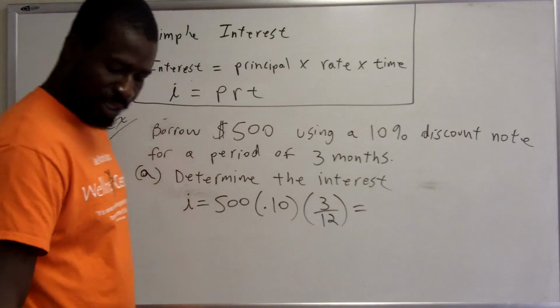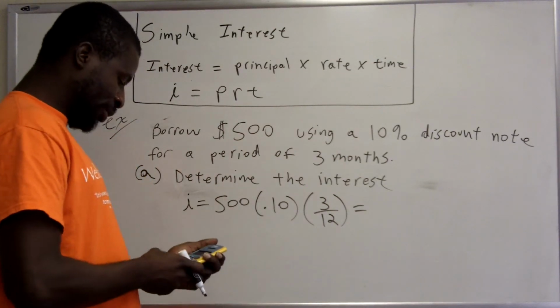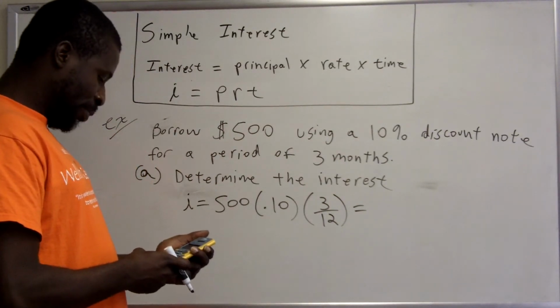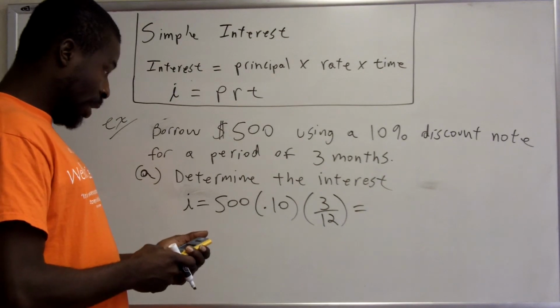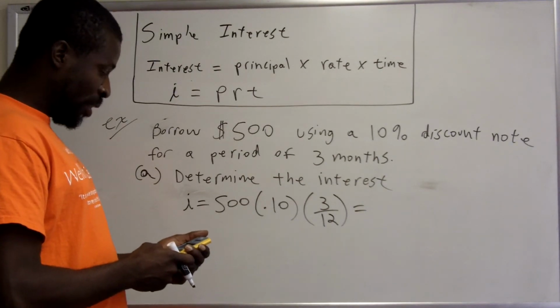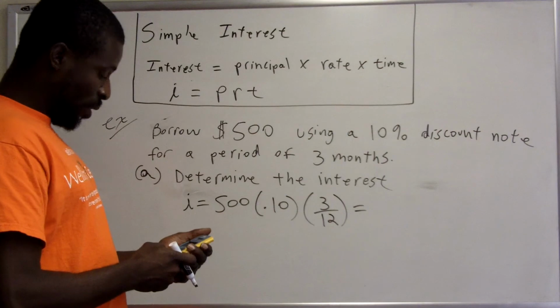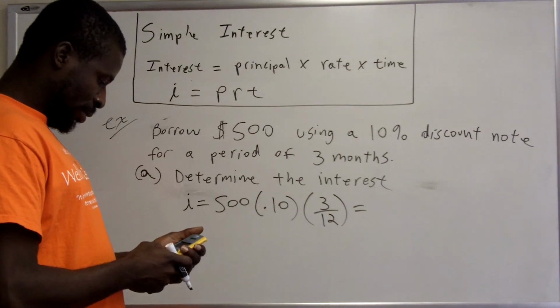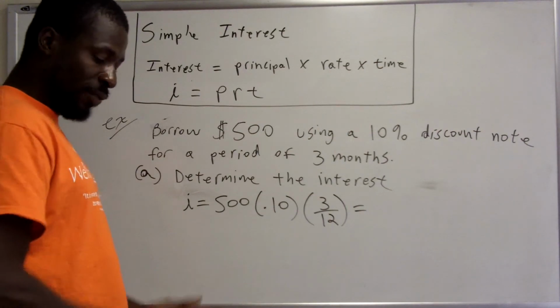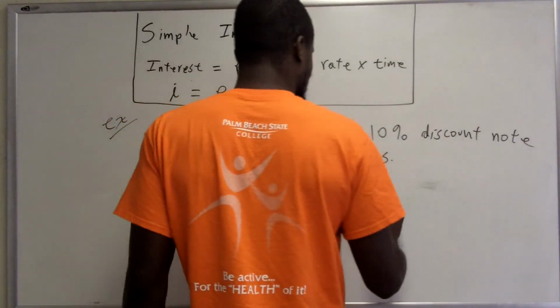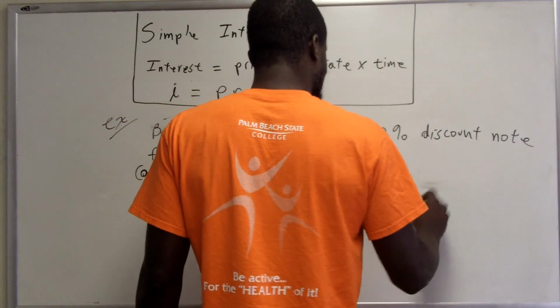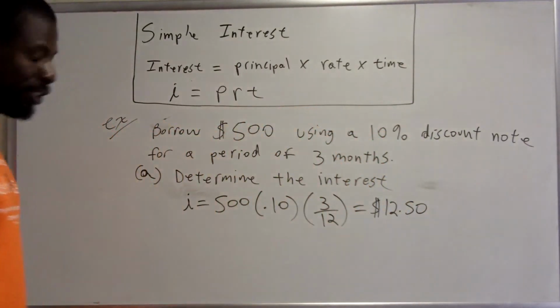So this calculation yields, let's see, we have 500 multiplied by 0.10, multiplied by 3 over 12, which is actually 1/4. And here I get $12.50. So $12.50 is the interest. That's the first part.